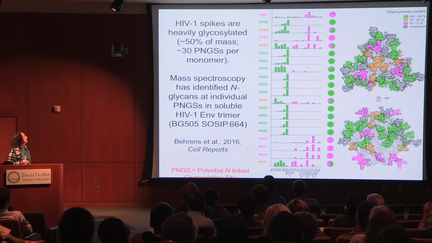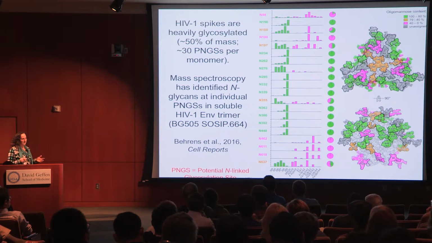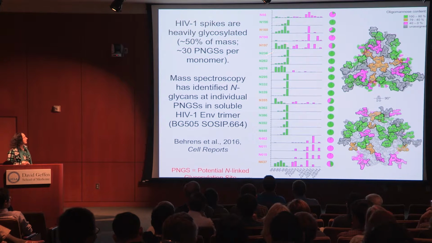The point here is that it's heterogeneous. Pink means complex type N-linked glycans, and green means high mannose N-linked glycans of different types. And then there are intermediate ones. I'm going to define complex type and high mannose on another slide. The only reason I want you to see this slide first is to show you that at individual N-linked glycosylation sites, say the one attached to asparagine 197, there are both high mannose and complex type N-glycans.